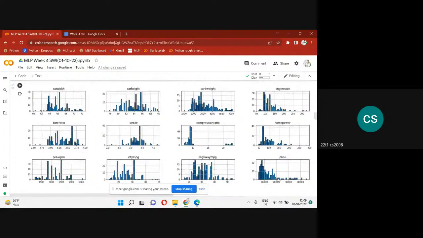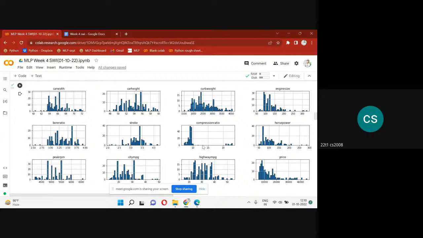Also we can see that price is highly skewed towards the lower numbers, around 10,000. There are very few cars with a very high price, which completely makes sense, because there will be very few customers who will buy high-priced cars. Most of the cars' horsepower is around 50 to 100, or 50 to 150.